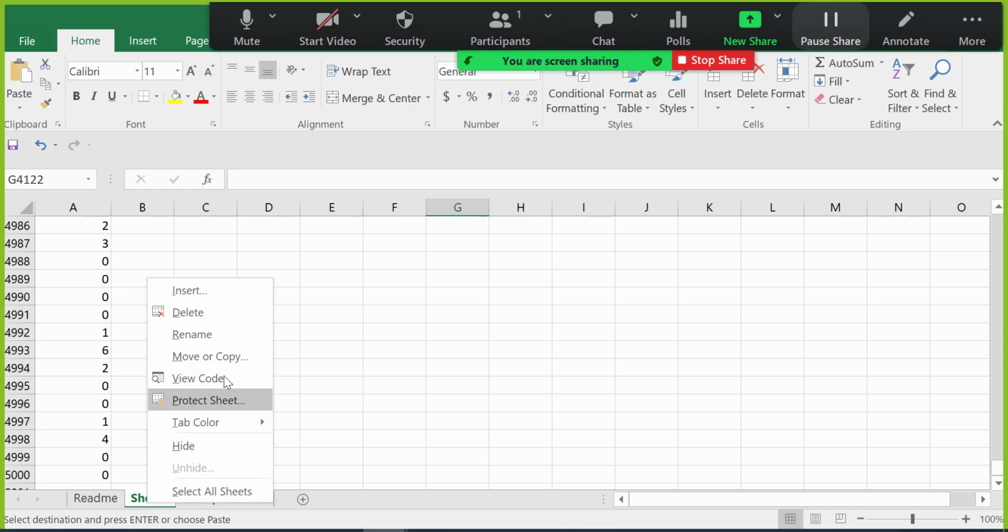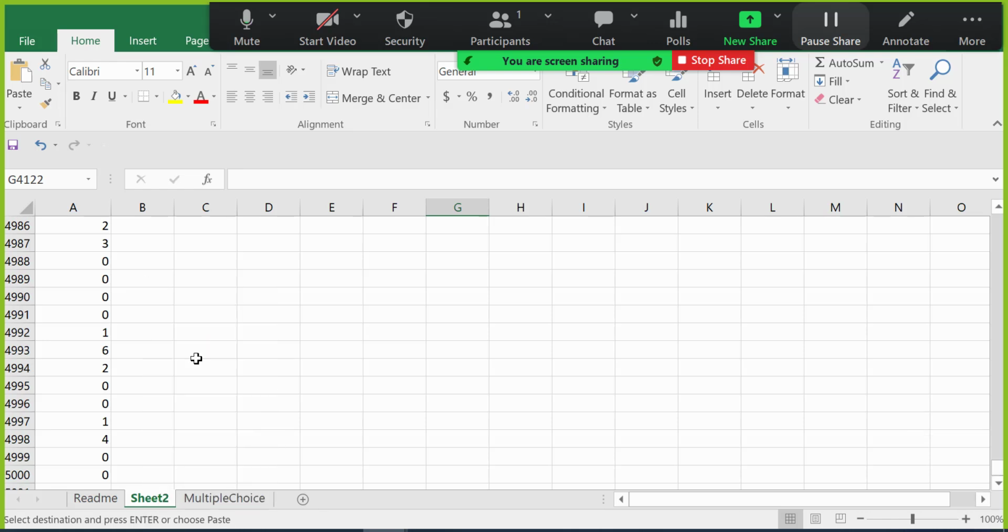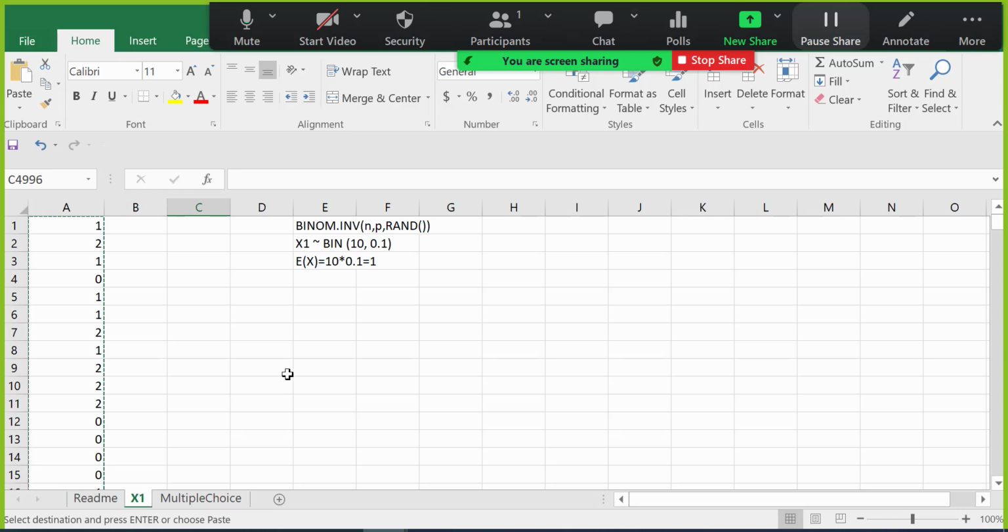And also I can change this name to CX1. So this is the random data I generated, which follows the binomial distribution with n equal to 10, p equal to 0.1.